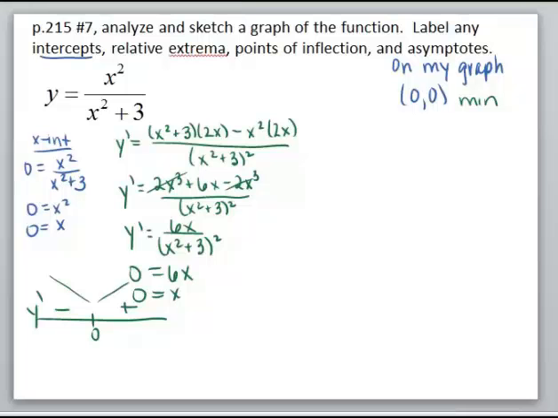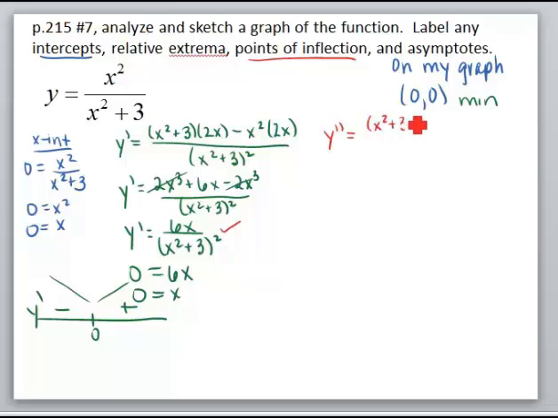Alright, the next thing we're going to do, since we found our relative extrema, is find the points of inflection. So the points of inflection occur at the second derivative, so we're going to go ahead and try to fit the second derivative onto this page. Here's my first derivative right here, and I'm going to have to do a quotient rule again.